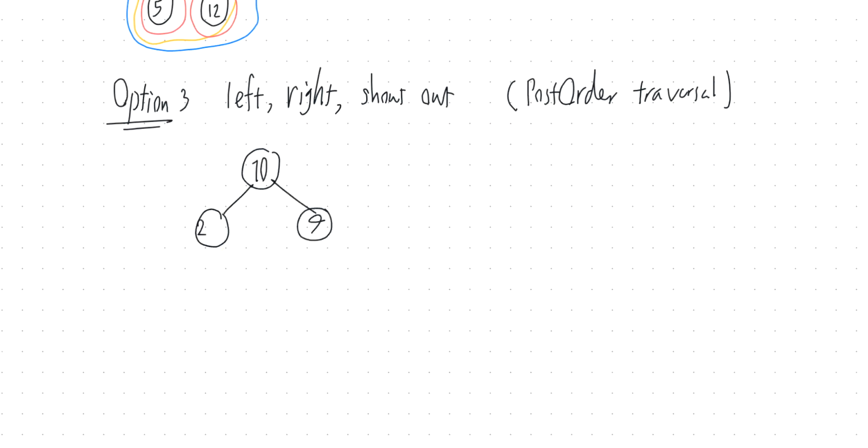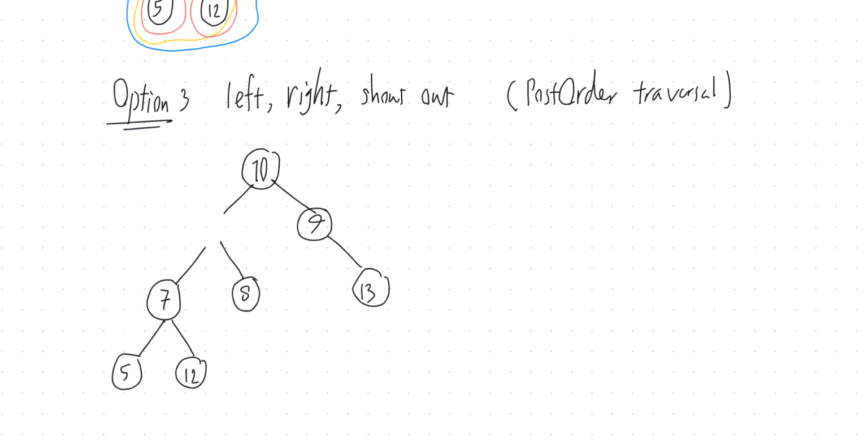Nine, 7, 8, 5, and 12, and 13. So this time we are supposed to process the left subtree, the right subtree, and only when you're completely done with the left and right subtrees, then you process the current node. So starting from 10, I don't shout out or process 10 yet, because first I need to finish my traversal of its left subtree and its right subtree.